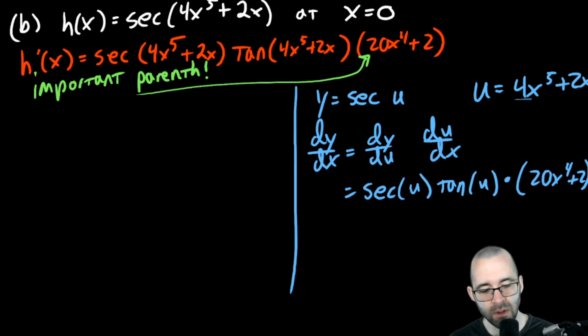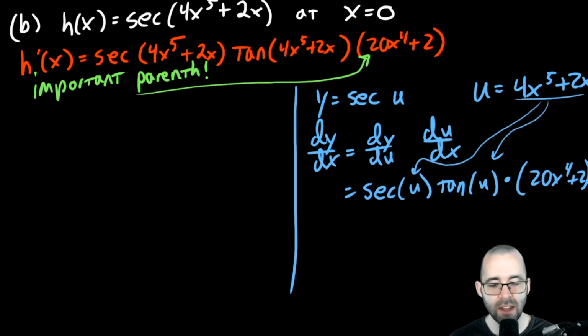And again, just like before, the last step is just substituting in u. And you can see that that's going to exactly give you what we had in red.